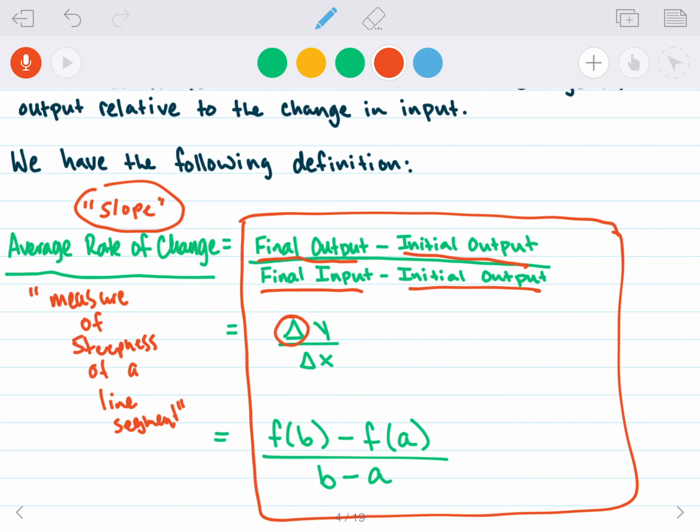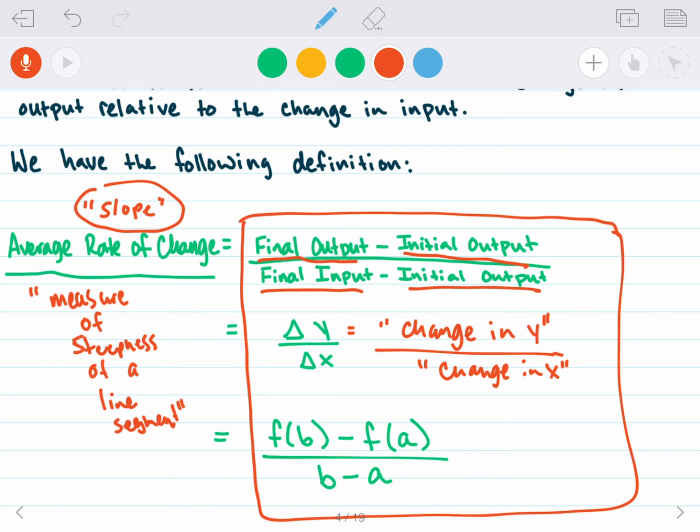This little symbol is a delta. That means the change, and maybe I'll write this here. Change in y over change in x. Okay, so that's the second way of looking at it.